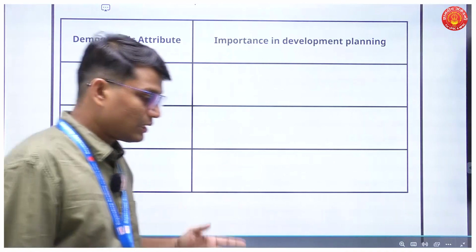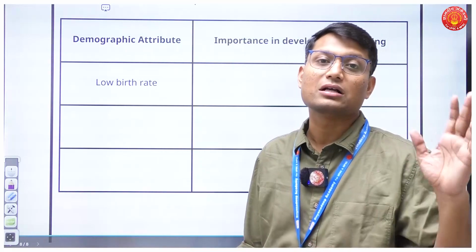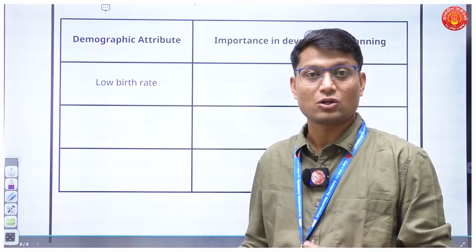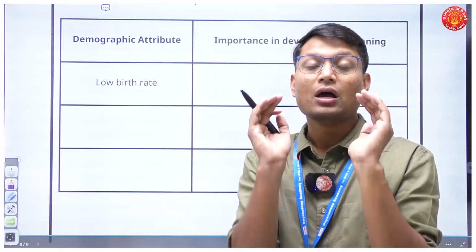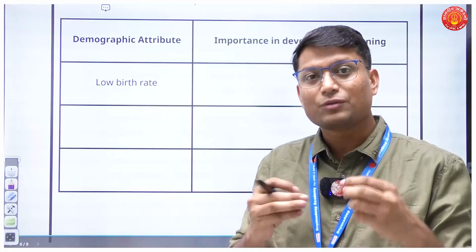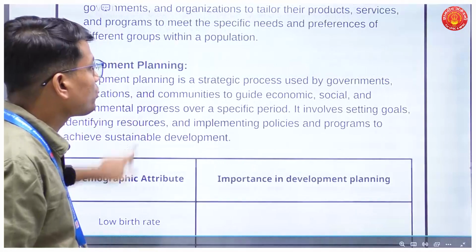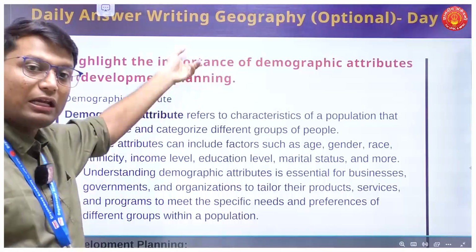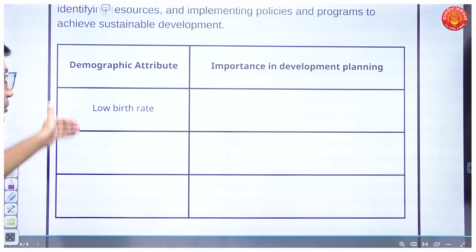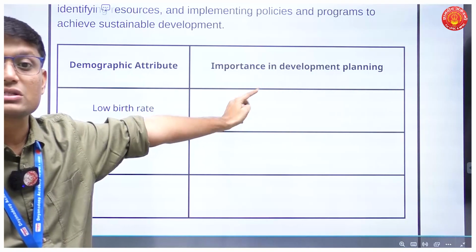Now, I love tables. There are many sections in geography where you can straight away make tables and put your answer. Geography is also about this type of creativity, because there is sometimes a lot of content and that needs to be shrunk and put in a very precise manner. So tables are the best way. Here is something you need to learn when writing this answer. If you are asked to establish a relationship between any two components, I'll explain demographic attributes here, and I will explain the importance of each and every single demographic attribute separately.